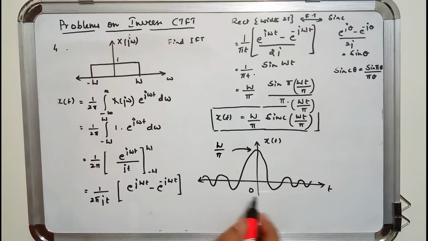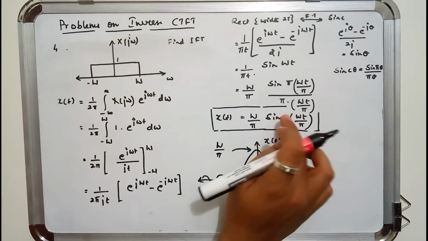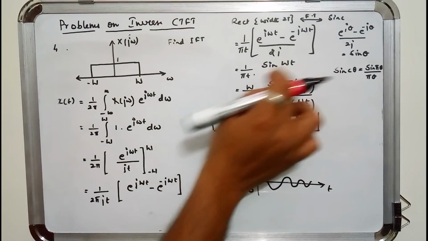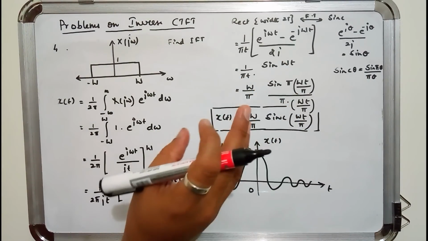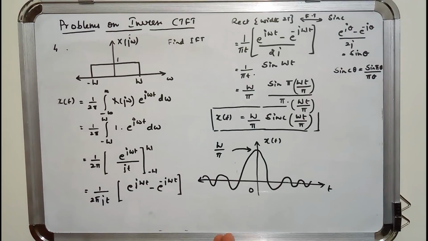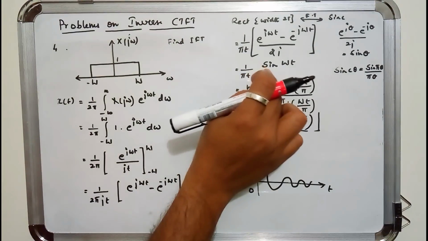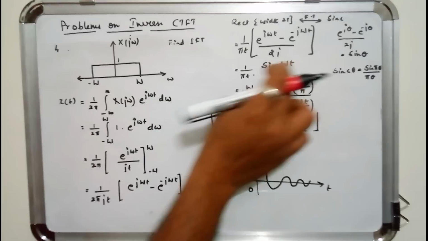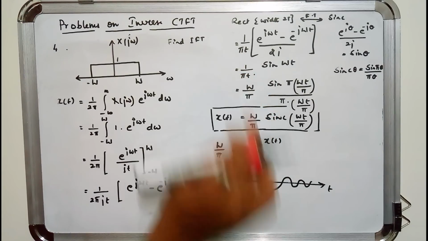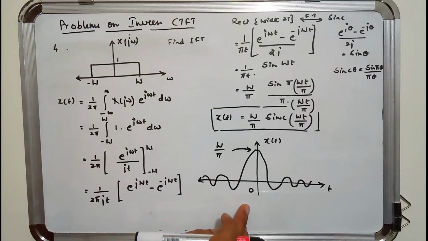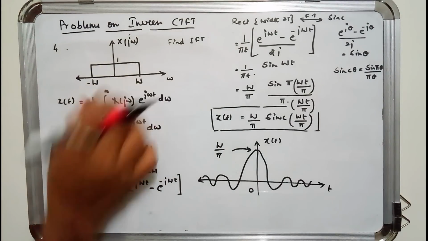How do I get that? If I put t is equal to 0, I will be getting sin 0 by 0, which is undefined. So use L'Hospital's rule. Differentiate with respect to t, you get w into cos wt and you get pi. So w by pi is the amplitude at t is equal to 0. I think a similar kind of problem I have solved for a rectangular pulse in time domain.